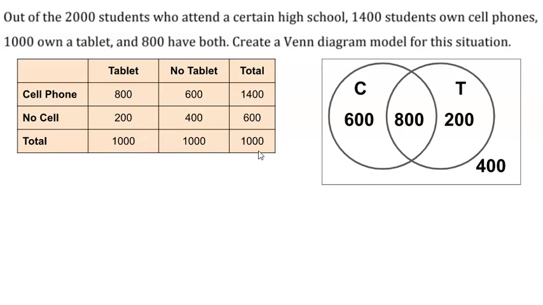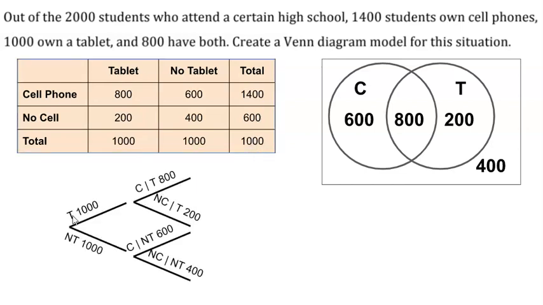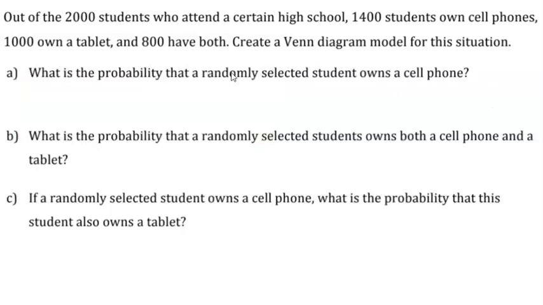For the tree diagram, I chose to start off with tablet versus no tablet. So 1,000 students with a tablet and 1,000 students without. Of those 1,000 students that have a tablet, 800 have a cell phone and 200 do not. Of the 1,000 students who do not have a tablet, 600 students have a cell phone and 400 students do not.